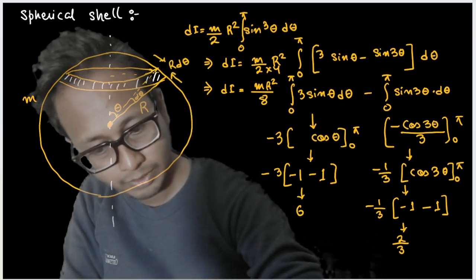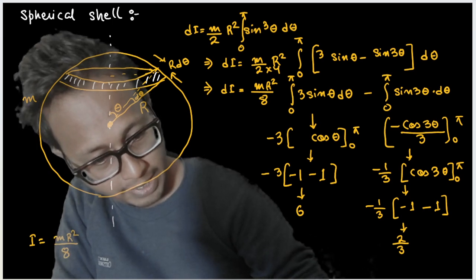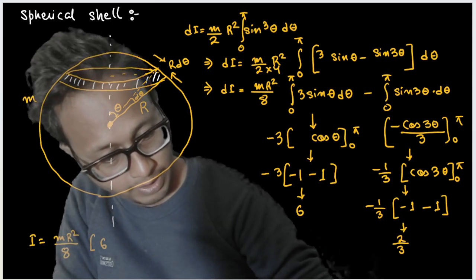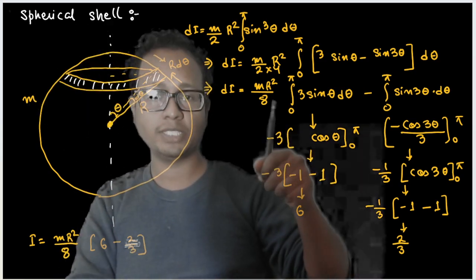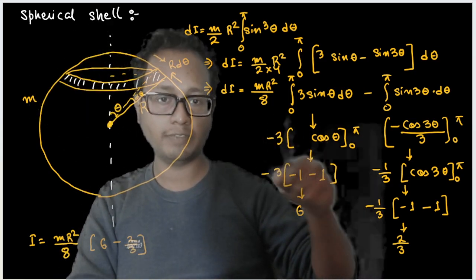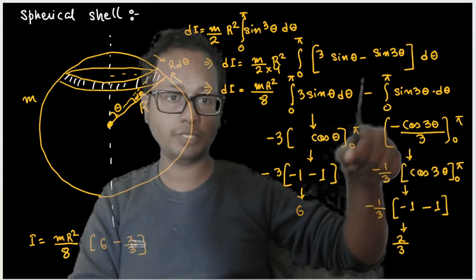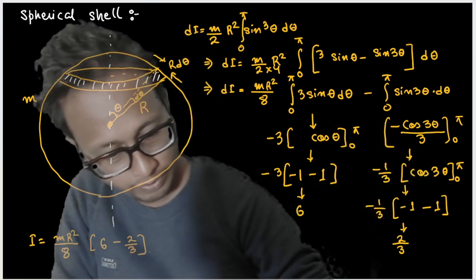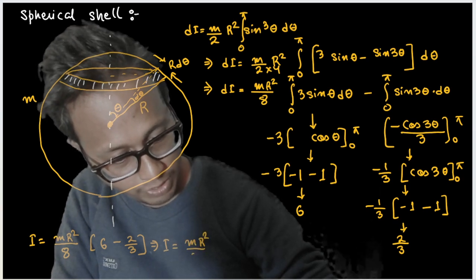So I'll delete this. So moment of inertia out here is nothing but mr square by 8 into 6 minus 2 by 3. See out here, moment of inertia is nothing but mr square by 8 minus this value, and this value is nothing but 6 minus this value. This value is nothing but 2 by 3. So if I integrate it, moment of inertia of the entire spherical shell is nothing but mr square by 8.